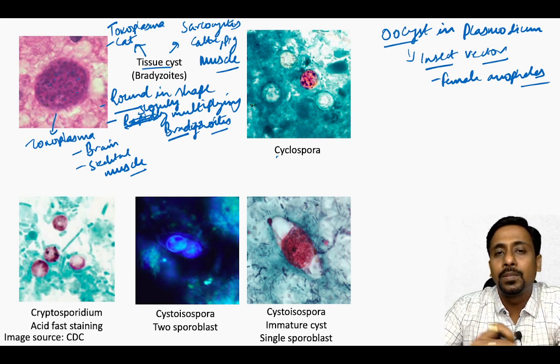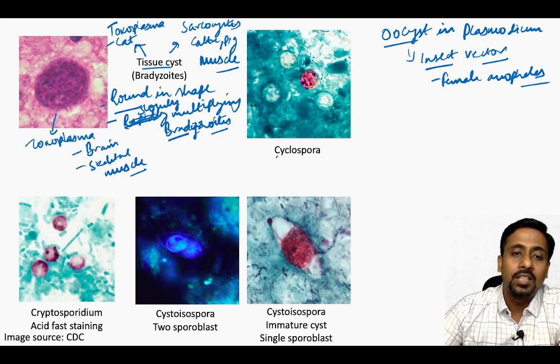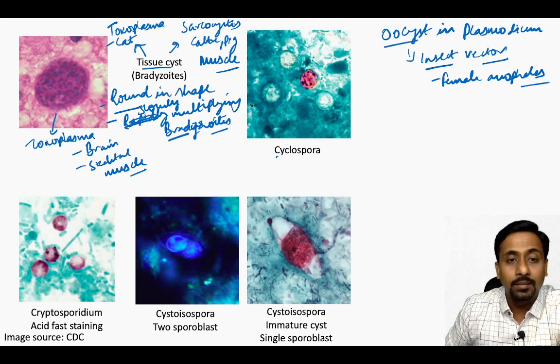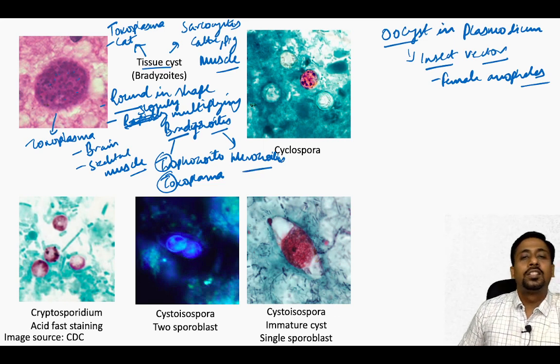They are round in shape and contain the slowly multiplying stage called bradyzoites. However, in case of toxoplasma, these bradyzoites are basically trophozoites. So again, easy to remember: in case of toxoplasma, these bradyzoites are trophozoites. T for toxoplasma, T for trophozoite. However, in case of sarcocystis, these bradyzoites are merozoites. Okay. So this is about the tissue cyst.